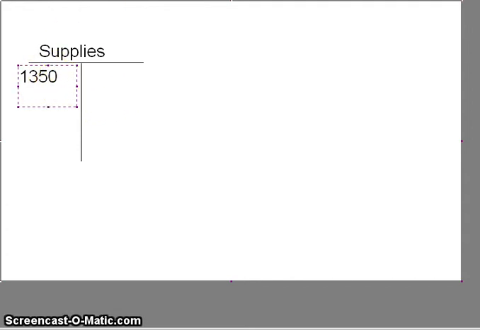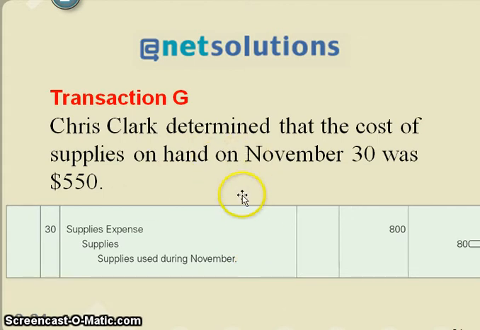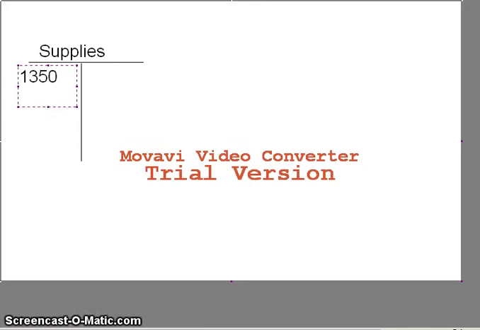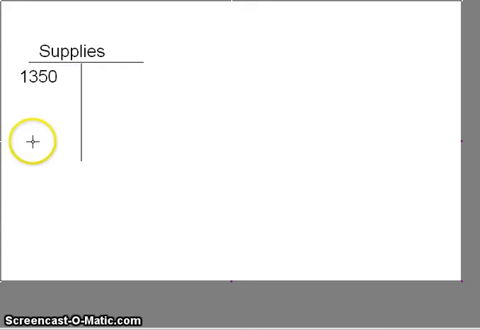Now, to go back to what the example told you, it told you that the cost of supplies on hand was $550. So what you basically did is you went into your supply closet and you realized that there were only $550 worth of supplies left. So you had $1,350 in here, and now when you count it all and see how many are left, there's only $550 in supplies on hand. Well, how do you get from here to here? During the course of the month, running your business, you must have spent $800 worth of those supplies.